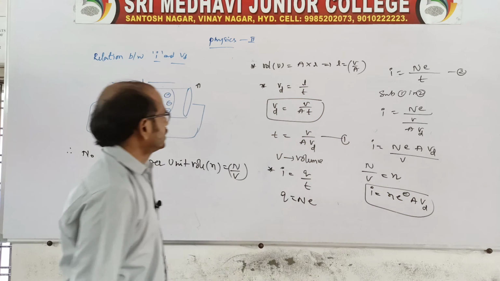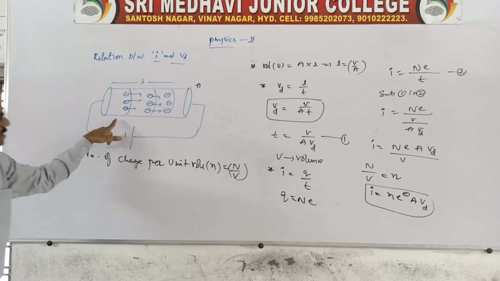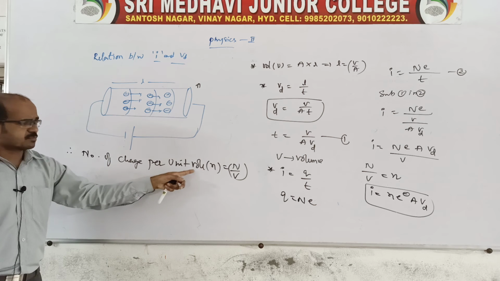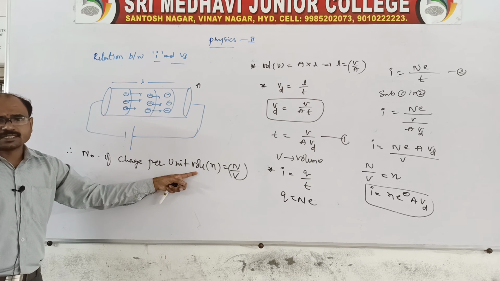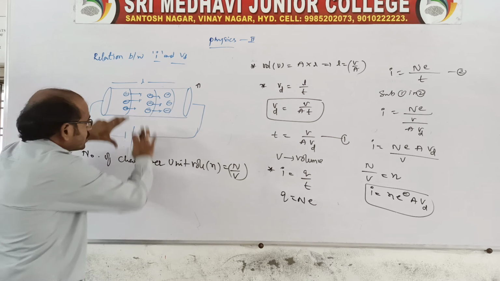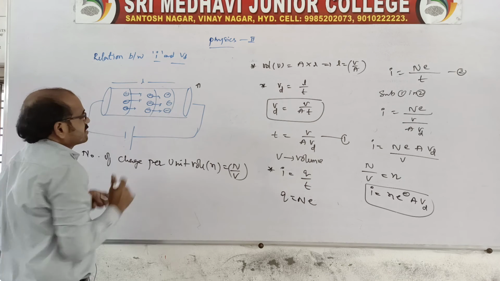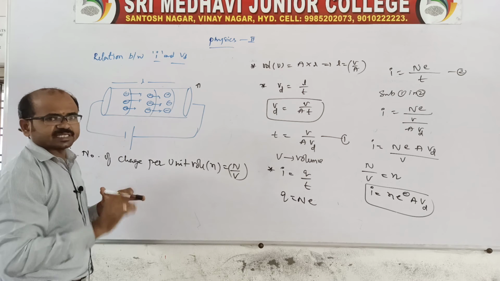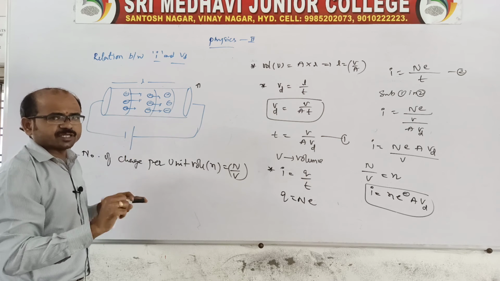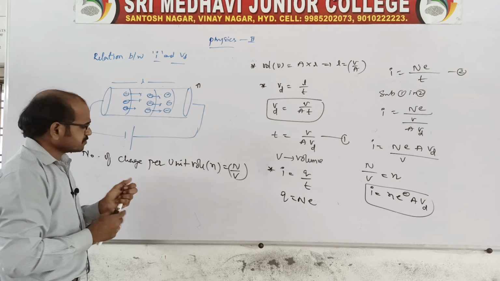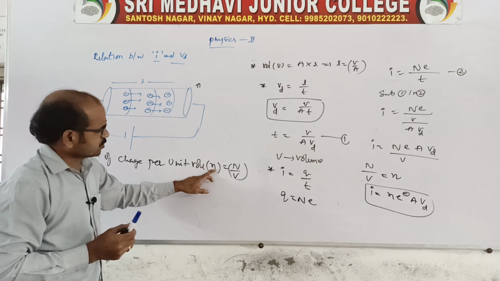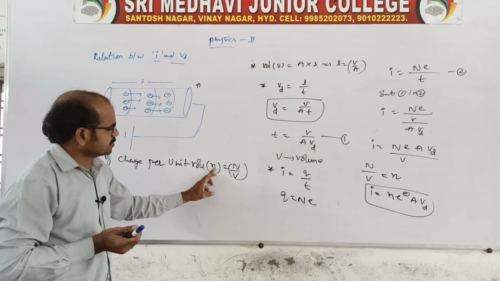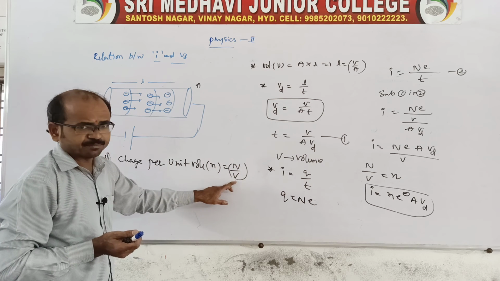Simple derivation. In a given conductor, the conductor length is L, area of cross section A, and there are a number of charge carriers moving per unit volume. Throughout the volume, only the free electrons are moving; those tightly bound with the nucleus are not moving. So the charge carriers per unit volume, small n, is equal to capital N by V.